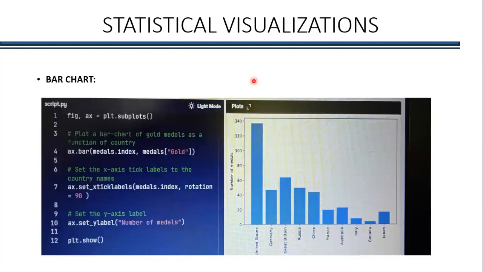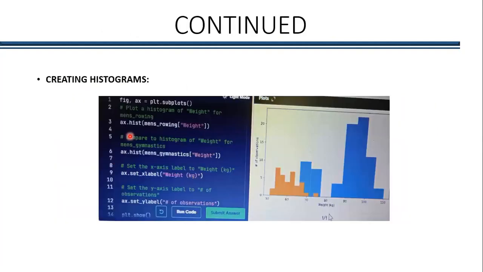Now, statistical visualization. There are different types of visualization, for example, bar charts, scatter charts, etc. We will see this one by one. The first one is we are going to plot a bar chart. For that, ax.bar will be used and the syntax will be the same. But in the case of creating a histogram, it is different. It is just different here.